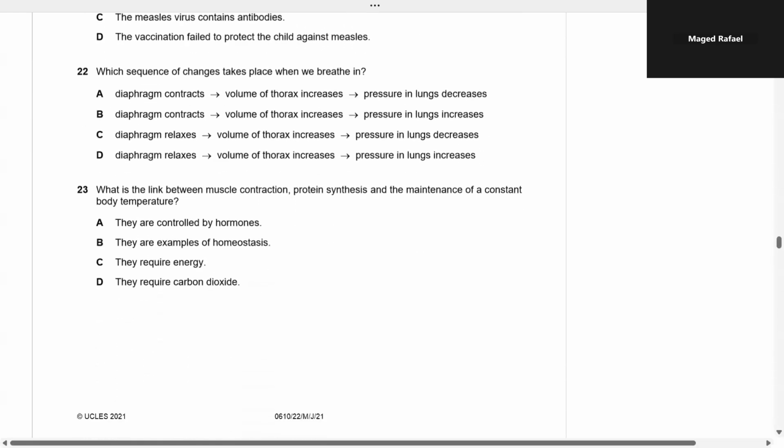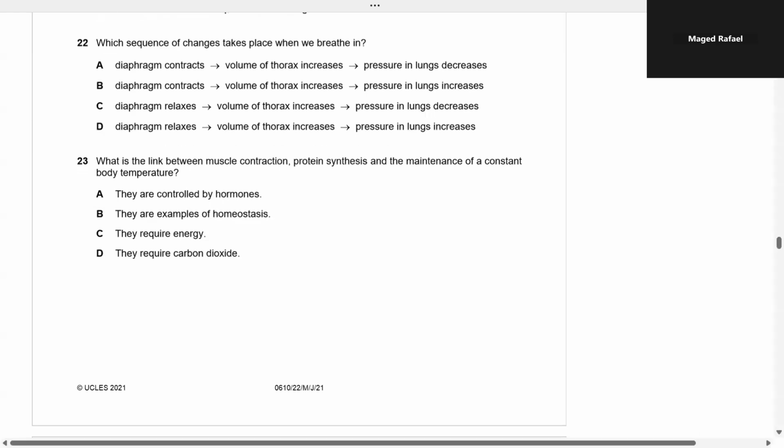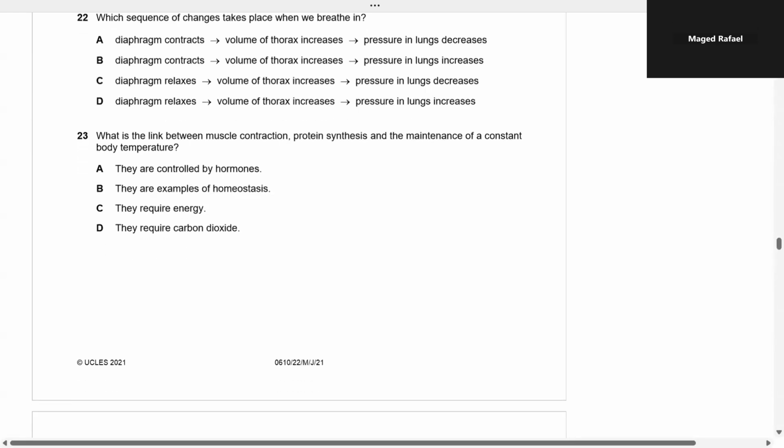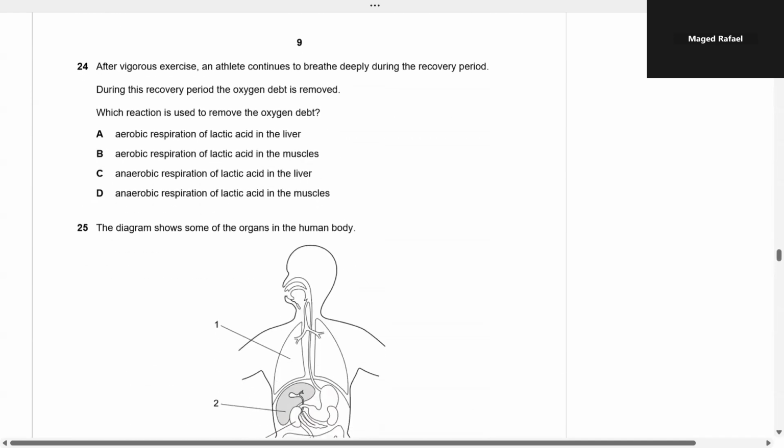Which sequence of changes takes place when we breathe in? Definitely A. The diaphragm contracts, the volume of the thorax increases because we have more air, more oxygen. Pressure in the lungs decreases, so volume increases and pressure decreases. Question 23, the answer is C. They require energy.